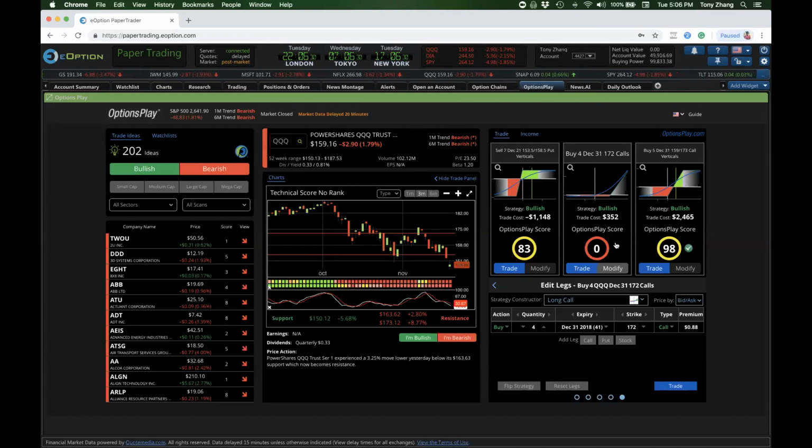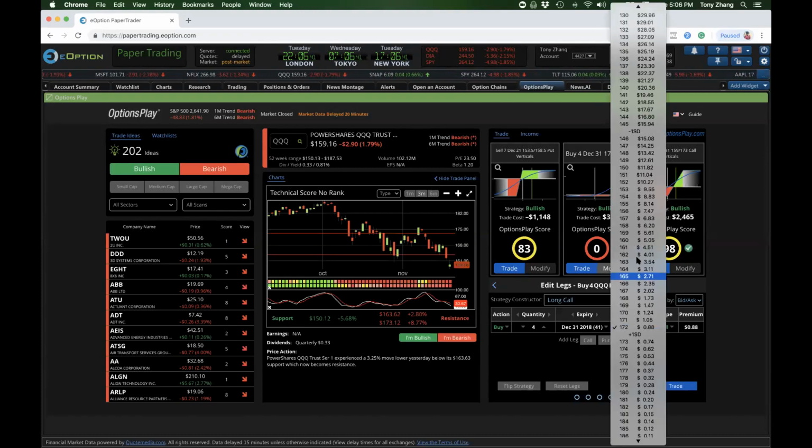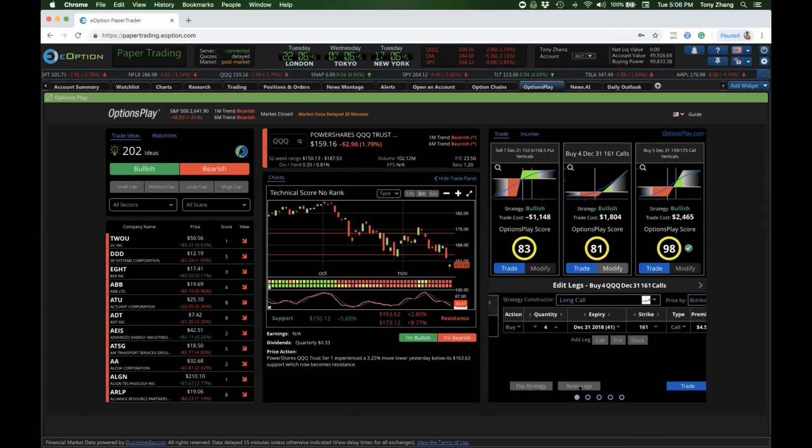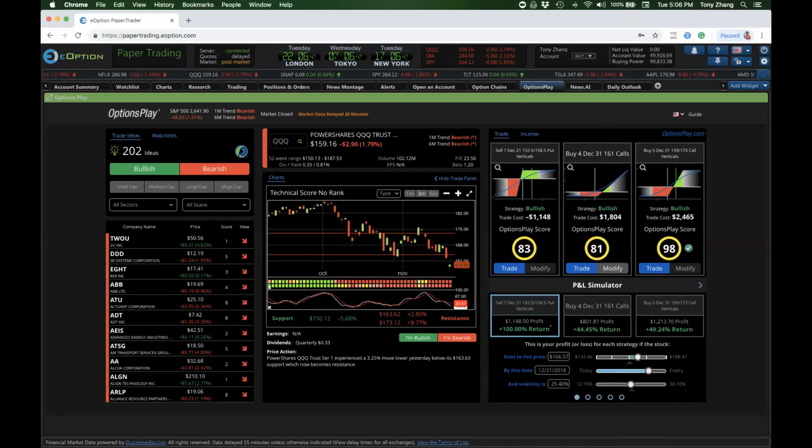So think of the OptionsPlay score as a way to help guide you away from bad trades. It does give you an idea as far as which one of these trades is best. But when you see three strategies that have relatively similar scores, I would say you always want to use the P&L simulator to help guide you to which trade's actually optimal for your outlook.